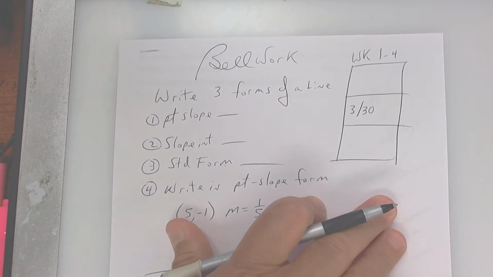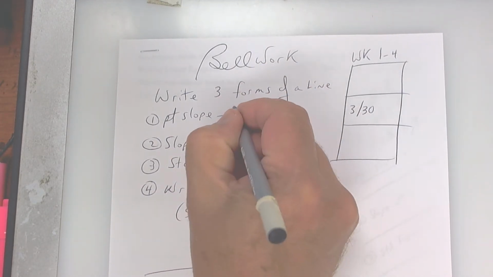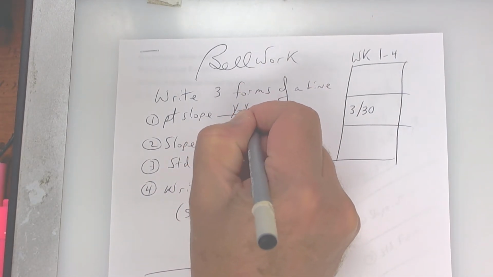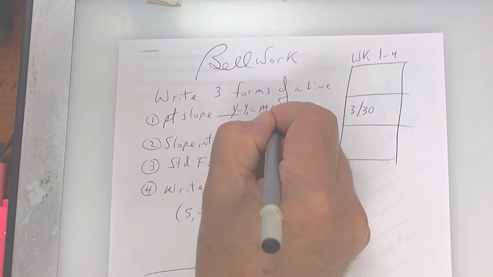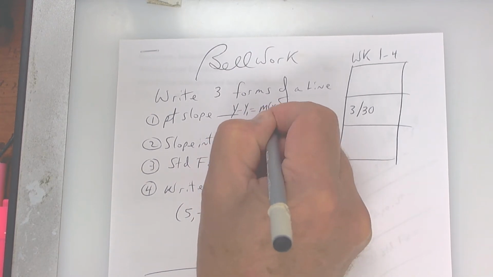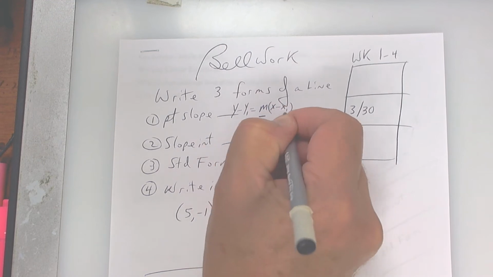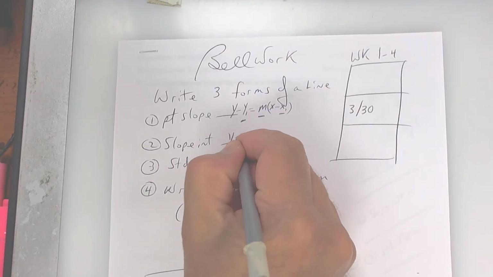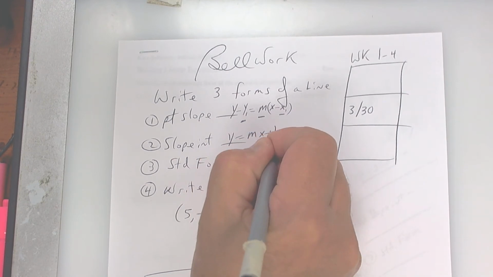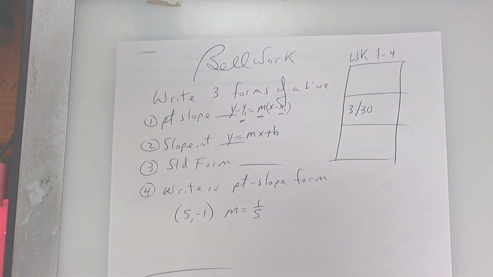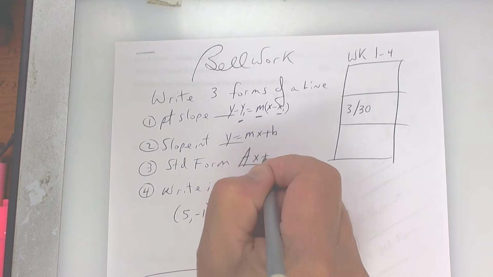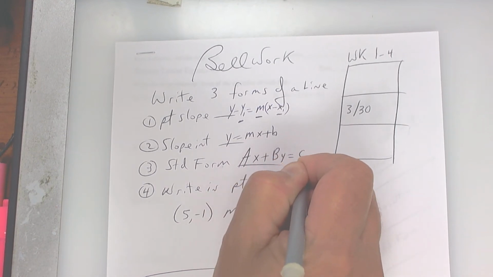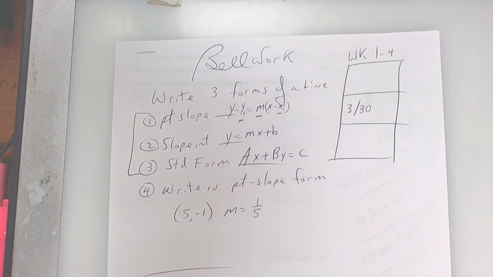So we have point slope, which is y minus y, and you have to substitute here, here, and there. Slope intercept is y equals. And then finally standard form is ax. All right, you have to memorize those three.